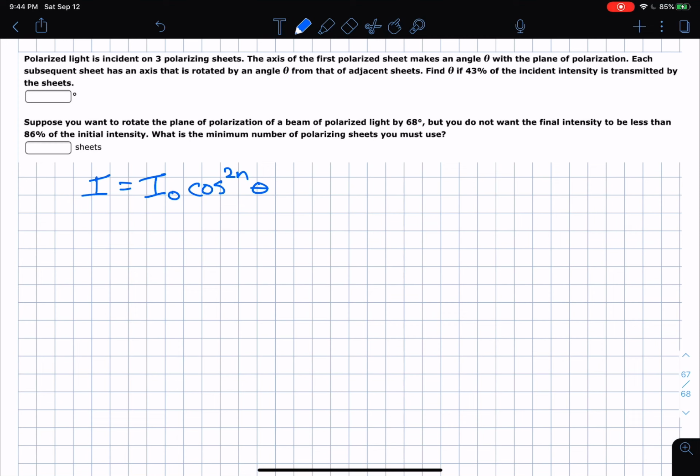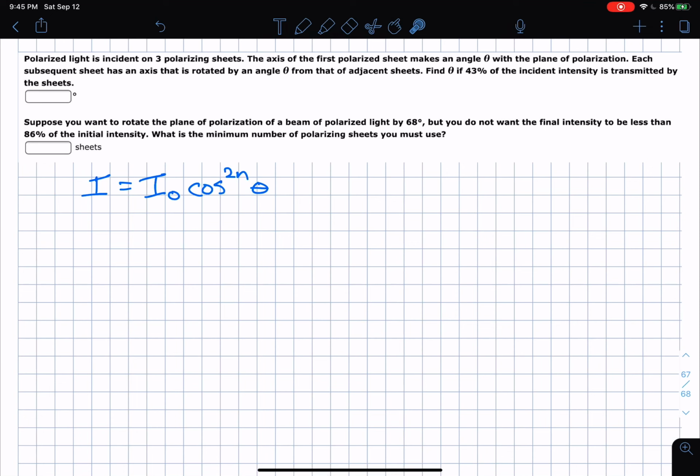So that's a mouthful, but actually it's pretty straightforward because we're just going to have to use one formula. This is called the law of Malus. This is what we're going to need for both parts of this problem. So I, that's the intensity that emerges from the sheets. I naught is the incident intensity, so the intensity of the light on the first sheet. N is the number of sheets, and theta is this angle that's talked about both here with regards to the first sheet and then also for all the adjacent sheets.